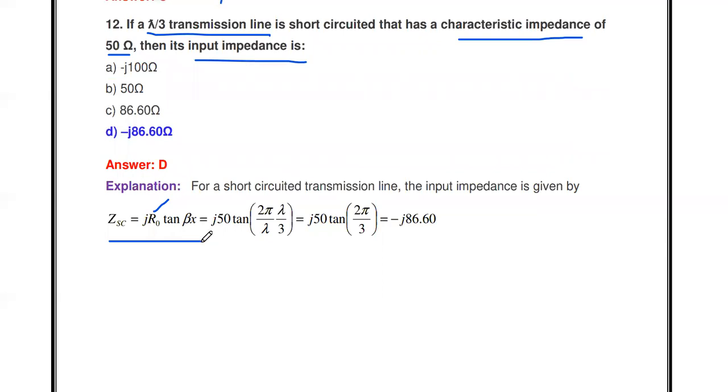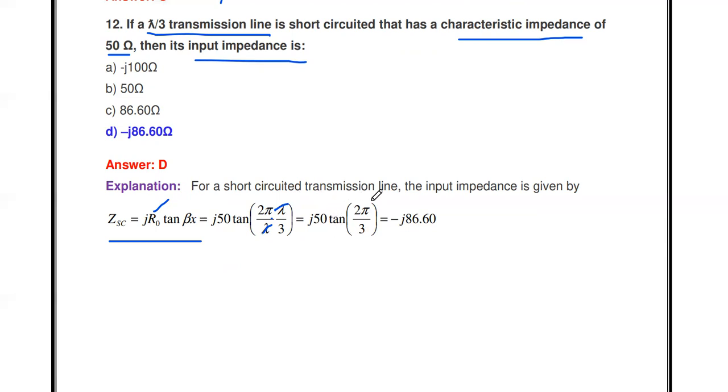So here, what is beta? Beta is said to be 2 pi by lambda. The beta value is 2 pi by lambda into the length x. What is the transmission line length? Lambda by 3. So 2 pi by lambda into lambda by 3. So lambda cancelled, and we get j50 tan 2 pi by 3.